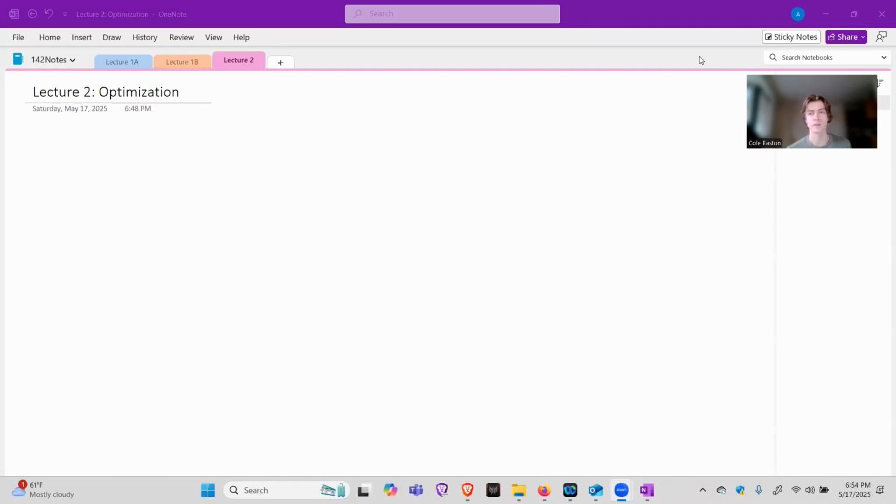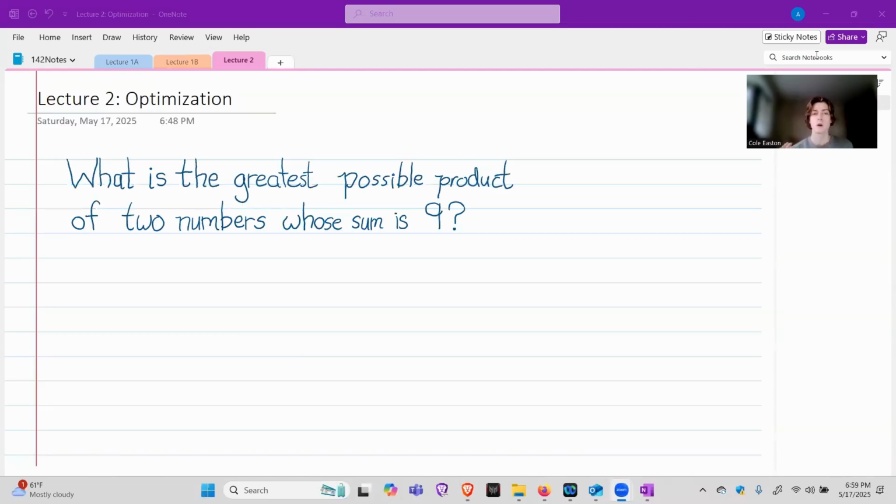Our topic for today is optimization. I'd like to start with sort of a motivating question. Our question is, what is the greatest possible product of two numbers whose sum is 9?